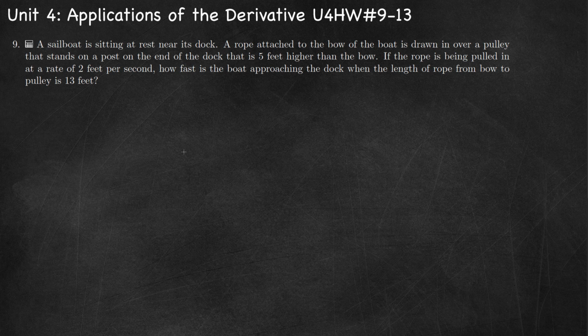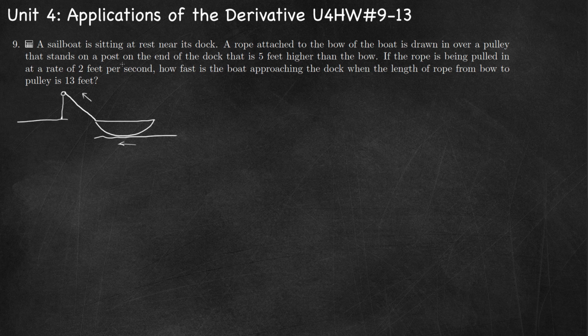So the first thing we should do is draw a picture and label our constant values and our unknown values. I'm just going to draw a picture of a boat in the water. Here's my boat, and it's approaching a dock. We have a dock over here, and there's a pulley on a pole on the dock, and it has a rope attached to the bow of the boat. The rope is pulling the boat in, so the boat is moving in this direction. And this is just sitting on the dock here.